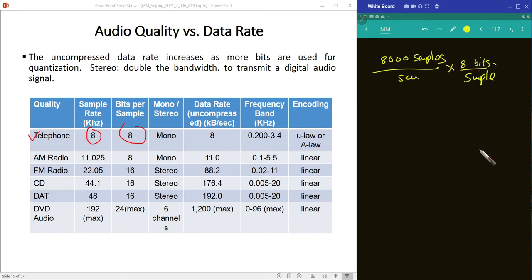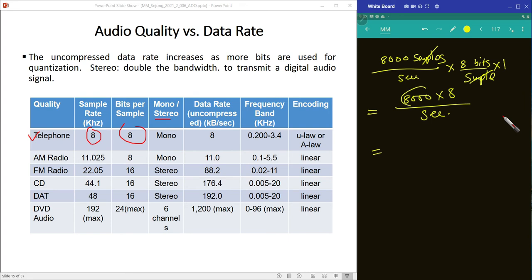And then let's say our channel is a mono channel. Mono channel means a single channel, so you just multiply by one. If you have stereo, then you multiply by two. And if it is 6 channels or even more, you just multiply by the number of channels. And this is your data rate, right? Now see, what is the data rate then? The samples cancel out, so that means 8,000 multiplied by 8, and this is per second, because there is nothing in the denominator.